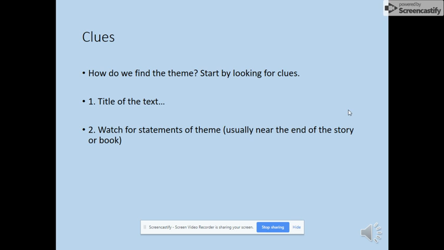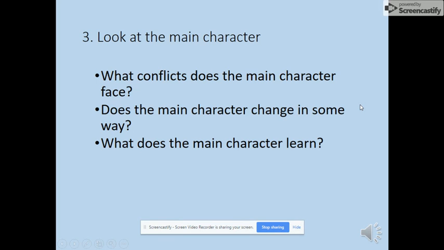You can also look at the main conflict or the climax of the story. Look beyond those specific characters at the bigger ideas and struggles that are involved in the conflict. What are those big ideas? What could we use to apply those into a theme statement?